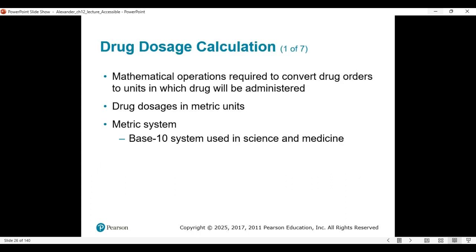Drug dosage calculations, like I said, I'm not going to go into great detail in this section. I will have a separate slide section or videos where we go over drug calculation. It is a mathematical operation requiring converting drug orders to units. Drug dosages are always in metric units. Metric is a base 10 system used in the science of medication.